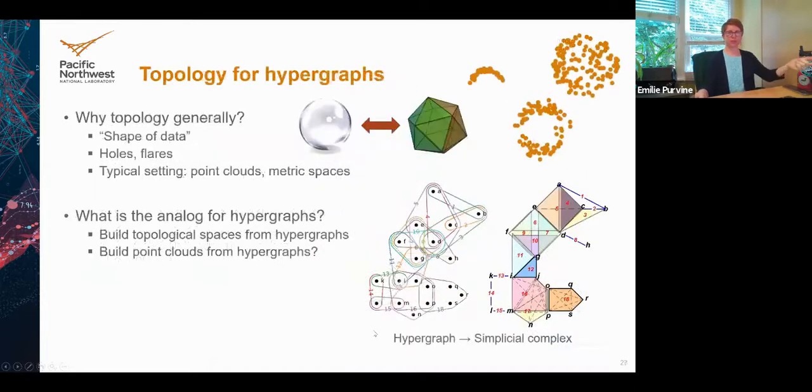So I mentioned topology way in the beginning of the talk. I wanted to bring that in here before I get to the demo. Topology is the study, of course, of the shape of data. You can identify things like holes.